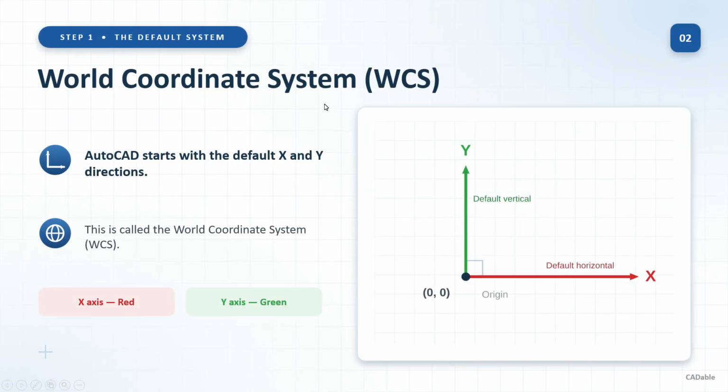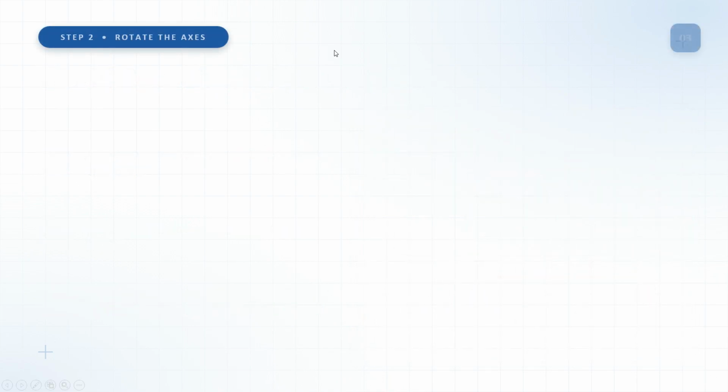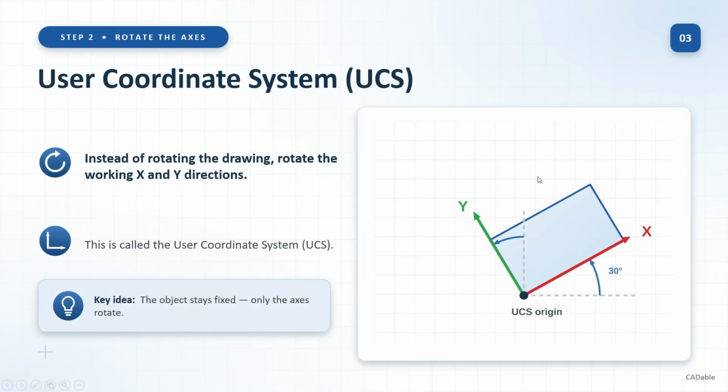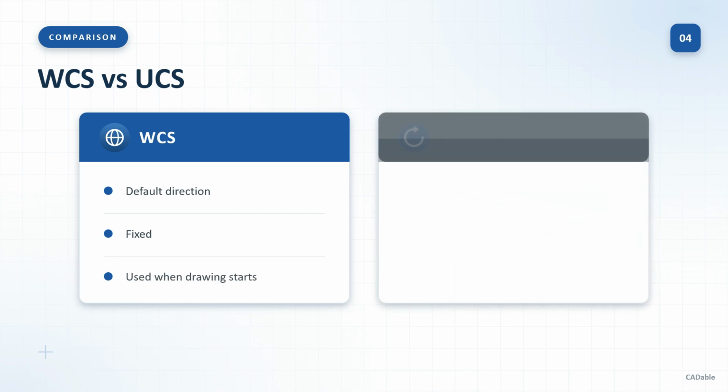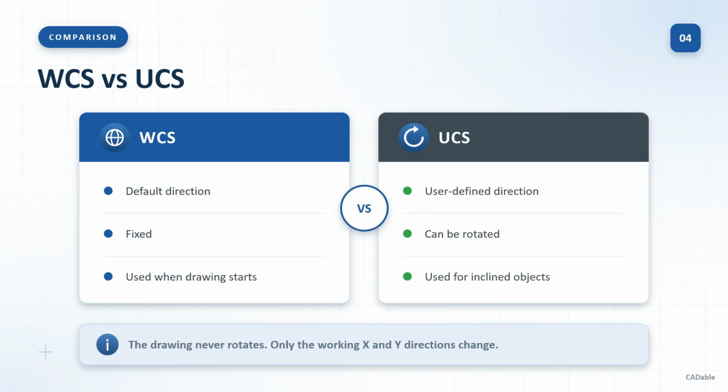Before we change it, let's quickly understand two terms. When you open a new AutoCAD drawing, it automatically gives you a default X and Y axis. This is called WCS, or World Coordinate System. If we temporarily change these X and Y directions to match an inclined object, that's called a User Coordinate System, or UCS. Simply remember, WCS is the default direction and UCS is the direction you choose for your work. Also, AutoCAD only shows the current UCS icon. It does not display the WCS separately.